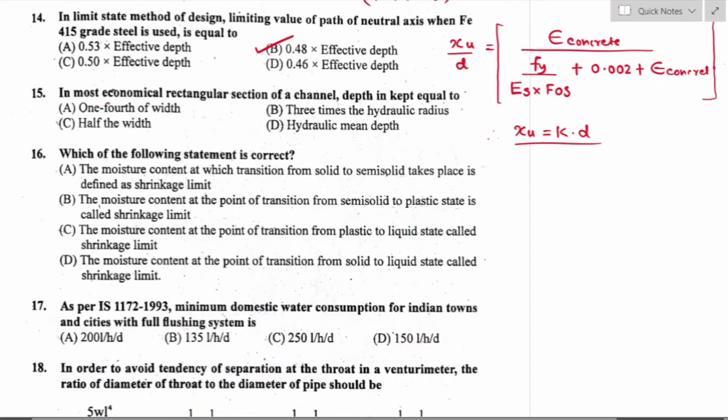Question number 15. In most economical rectangular section of a channel, depth is kept equal to. Most economical section is the one whose wetted perimeter is minimum for given value of the discharge. For minimum wetted perimeter, the depth of the water should be half of the width. So, the right answer is option C, half of the width.